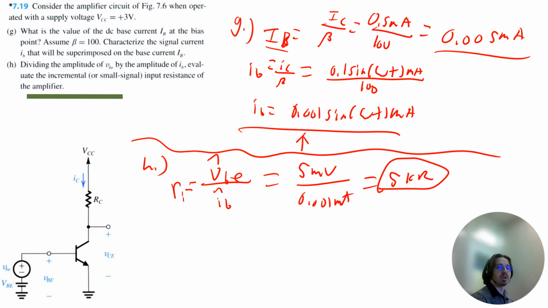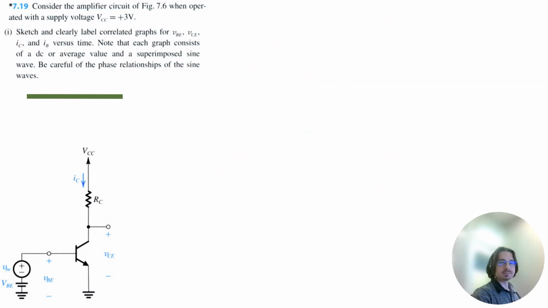Okay, there's one part left to solve. Let's wrap up with 7.19. So part I says to sketch and clearly label graphs for VBE, VCE, IC, and IB versus time. Okay, so we can start with VBE. So we have time here. Now notice it's a lowercase v and an uppercase B and E. So that means we're trying to graph the DC and AC components together.